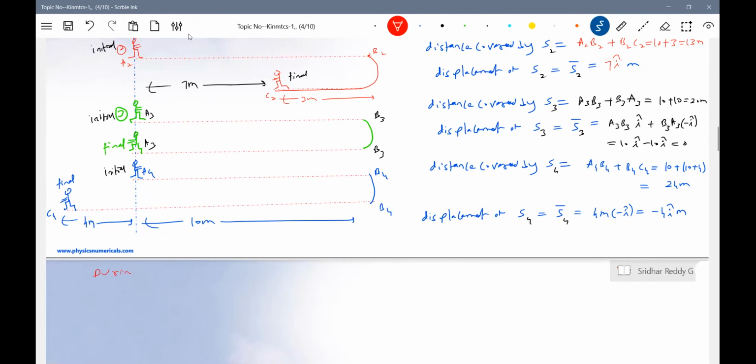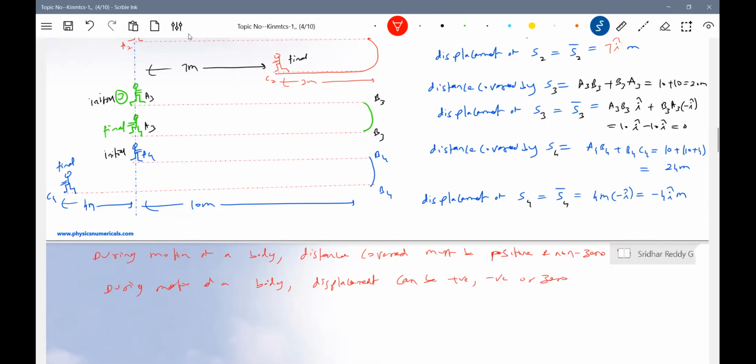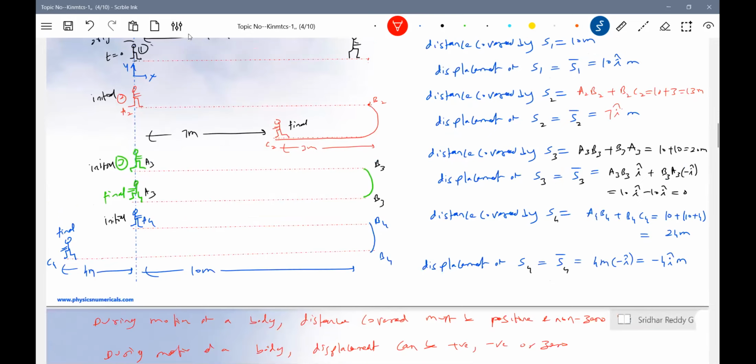During motion of a body, distance covered must be positive and non-zero. During motion of a body, displacement can be positive, negative, or zero. It all depends upon the type of motion.